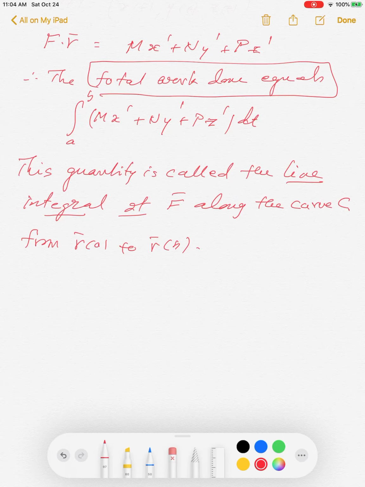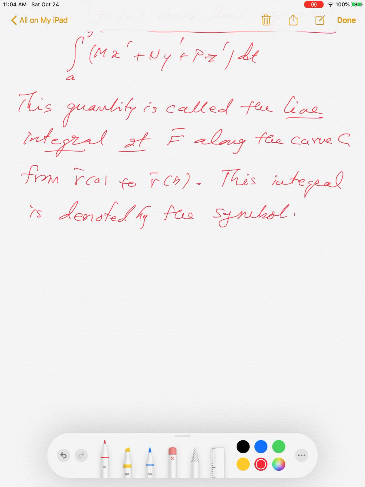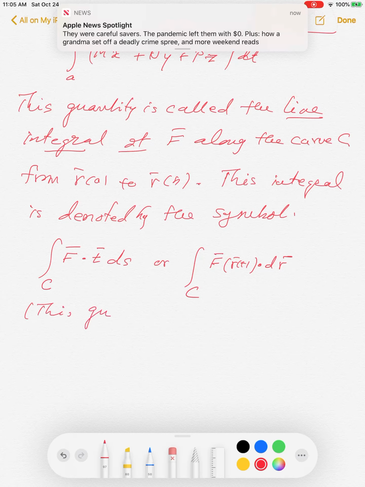And so it measures something in physics. It measures the total work done. This is the meaning of this quantity. So I want to evaluate this first, then maybe one more thing. This integral is denoted by a symbol, and I'll explain why. You write F bar dot little t bar, remember, little t bar is a unit tangent vector to the curve, ds on C. This is one notation. Another notation is you also write this as F bar of r bar t dot dr bar along C. So we will use these two notations, and this is a scalar.